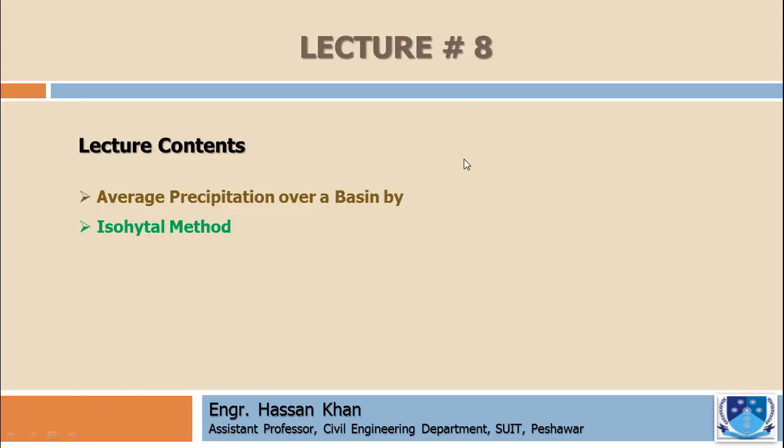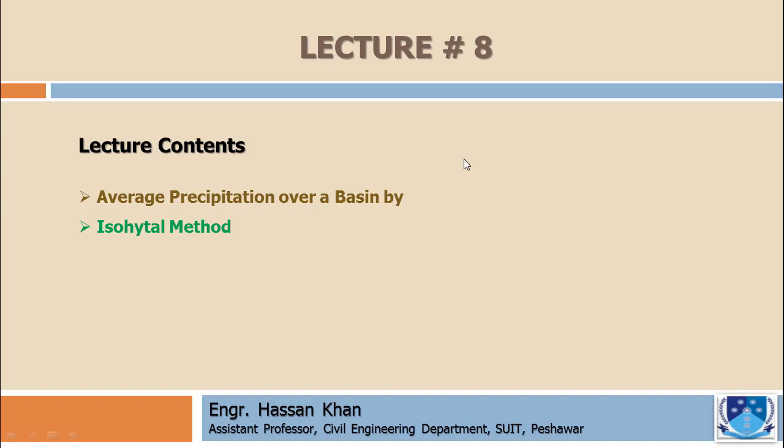In this lecture, we will discuss the last method of calculating average precipitation over a basin, the Isohyetal Method. You know, we discussed two methods of average precipitation over a basin in the previous lecture. One is the arithmetic mean method and the second one is the Thiessen polygon method. And the last and the third method of average precipitation calculation is the Isohyetal method.